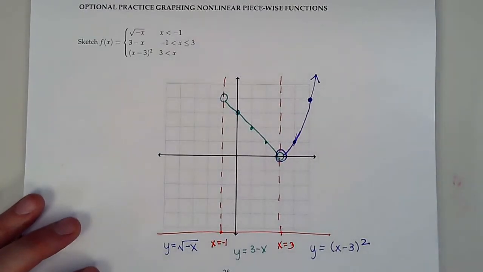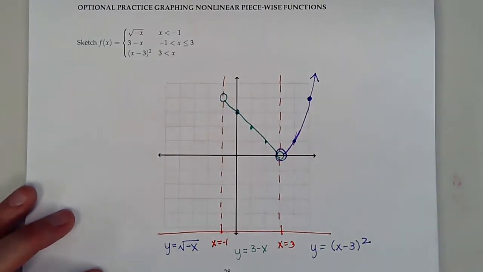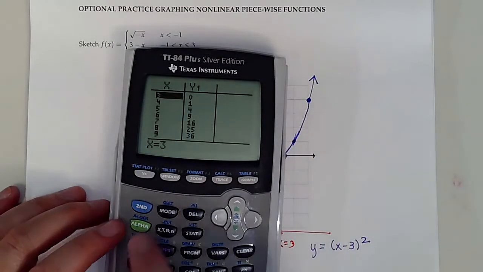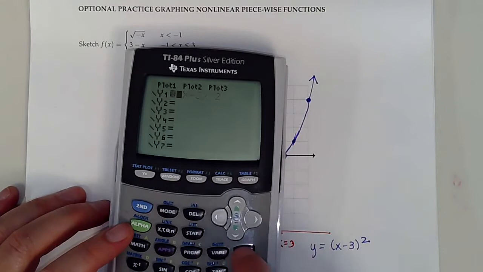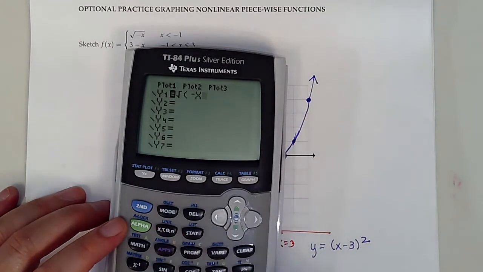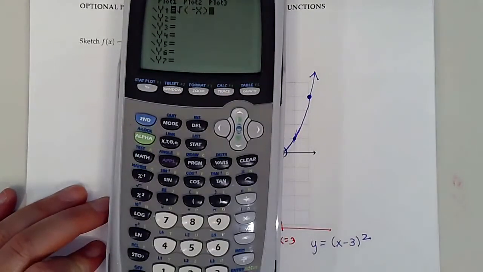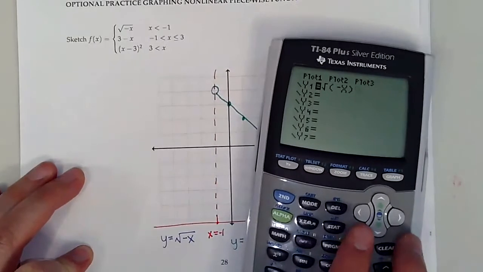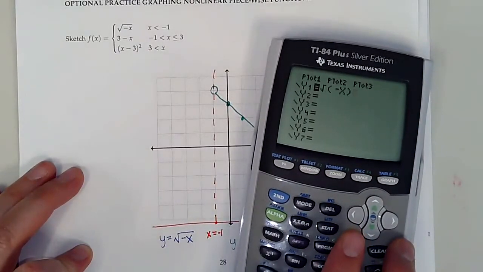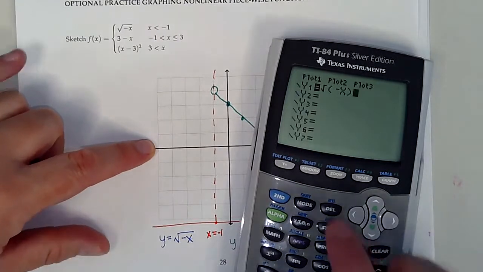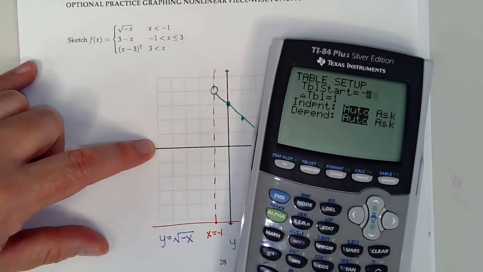And then we need this one for the square root of -x. So I'm going to do the same thing with my calculator. I'll do y equals, and I'll put in the square root of -x. Use that negative key down at the bottom here to do that. And then this one, I want it for values less than -1. So my graph over here starts at -5. So I think what I'll do is set my table to -5 and just have it go up by ones.